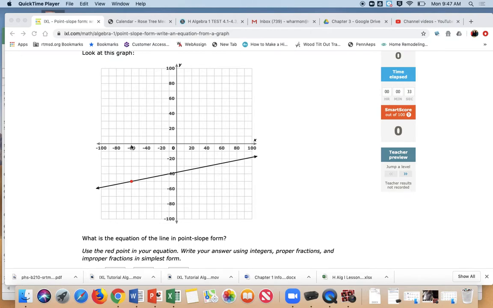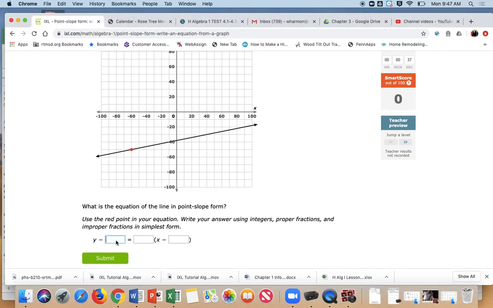That's negative 60 and negative 50. So y corresponds to the negative 50 and the x corresponds to the negative 60. So I type those in. Now I need my slope. So I have to find out where else does my line go through the corner of a box. And that's right there. So it goes up 10 and over 10, 20, 30, 40, 50. So 10 over 50 is 1/5.